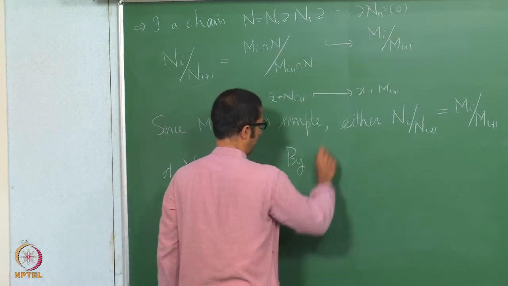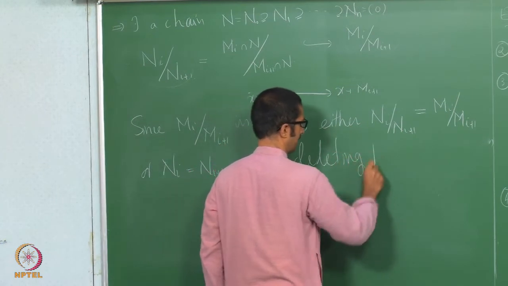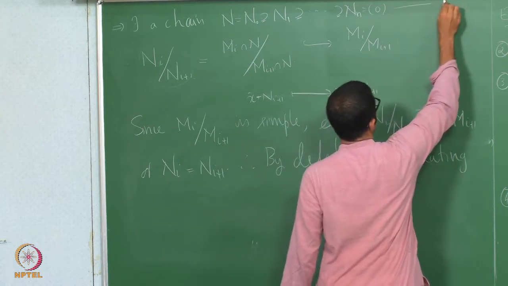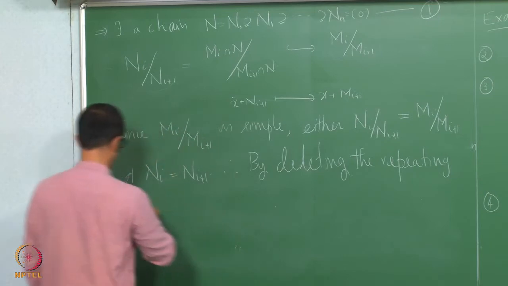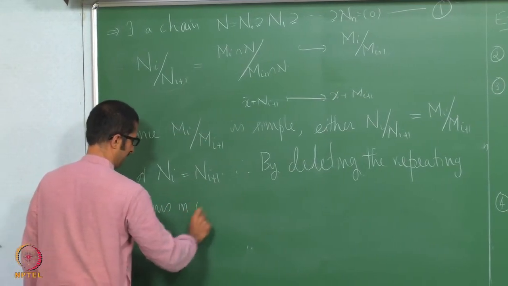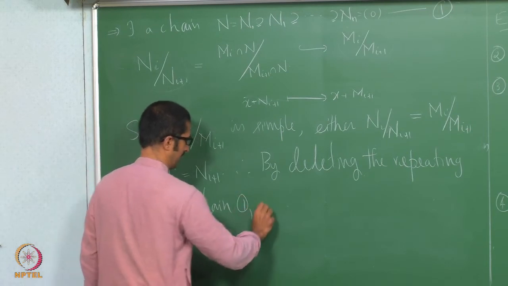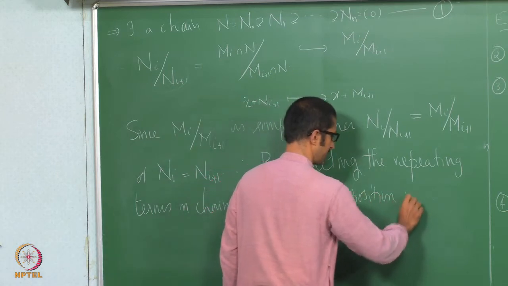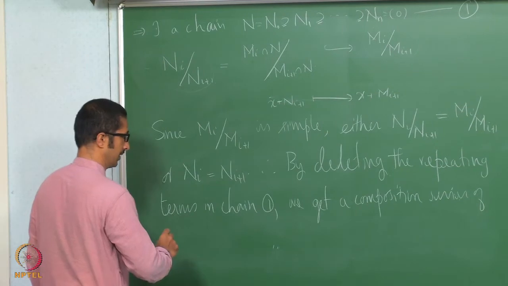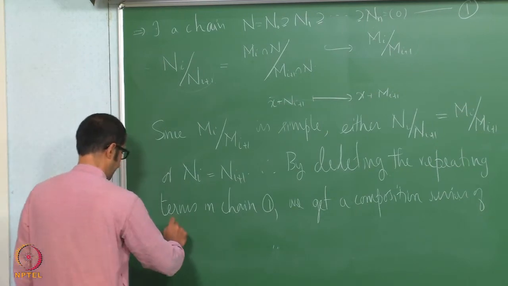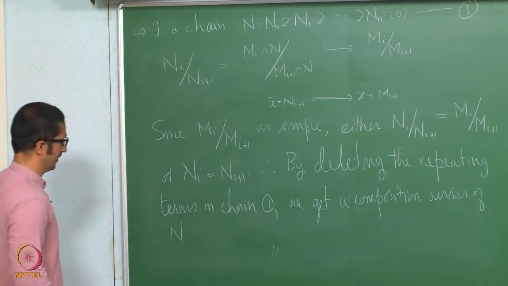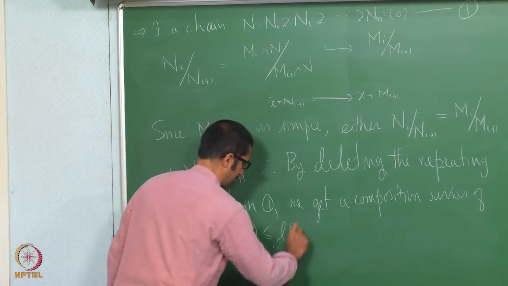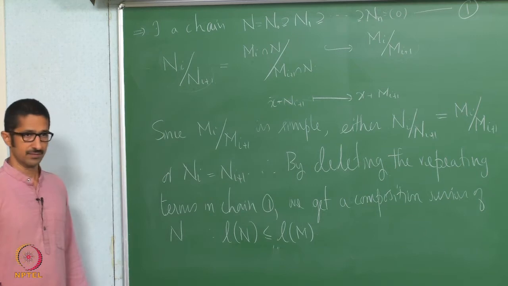By deleting the repeating terms, so let me call this chain 1, we get a composition series of N. Therefore length of N is less than or equal to length of M, right.